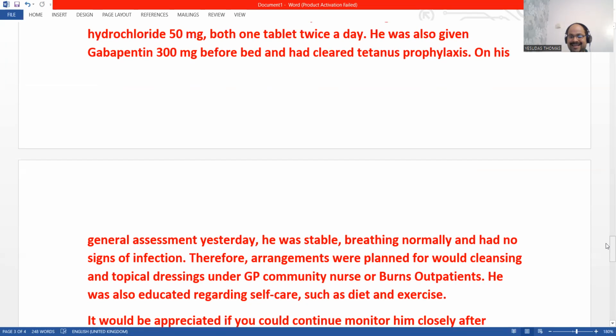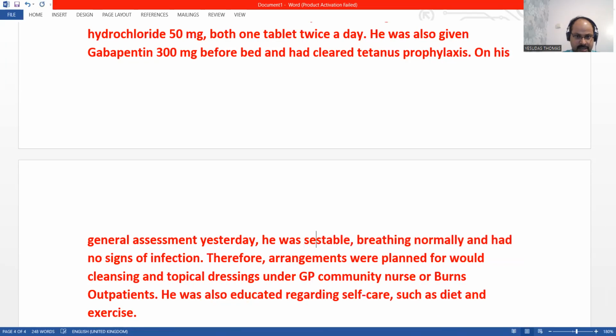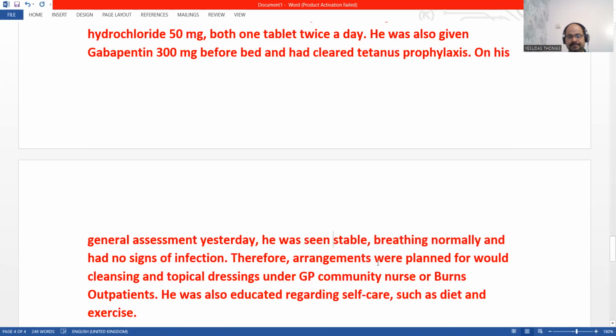On his general assessment yesterday, he was stable, breathing normally and had no signs of infection. Now, we would add he was seen stable, breathing normally, and had no signs of infection. So that's the correction we made. Therefore, arrangements were made for wound cleansing and topical dressings under the GP, community nurse or burns outpatients.